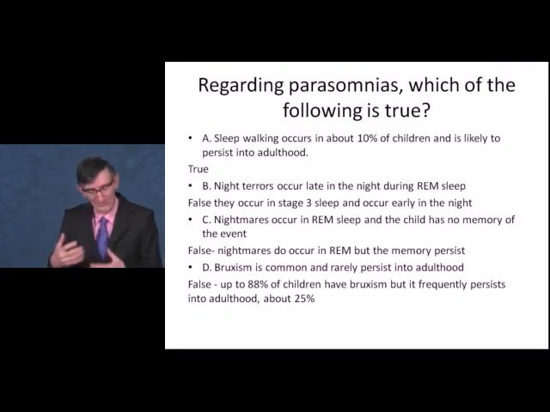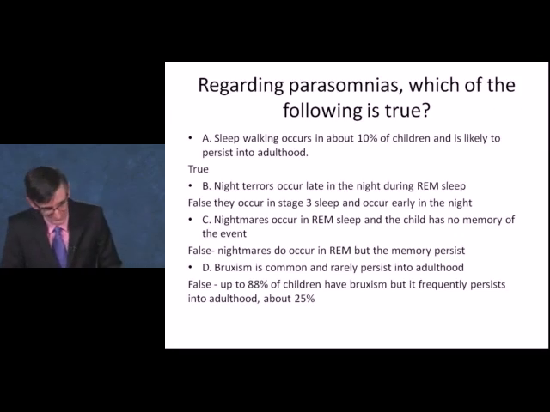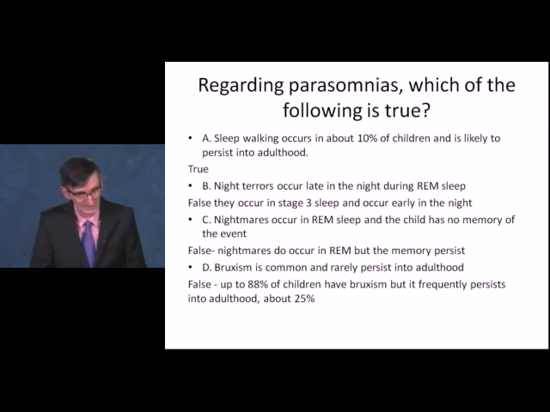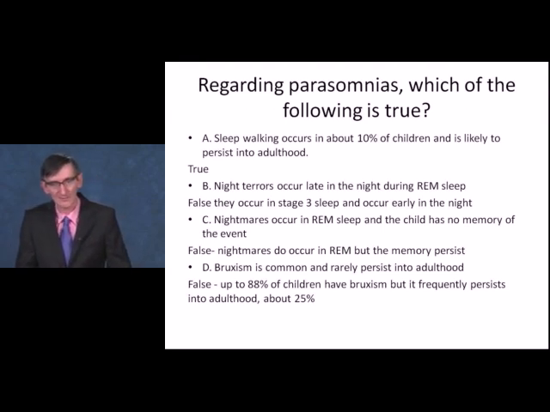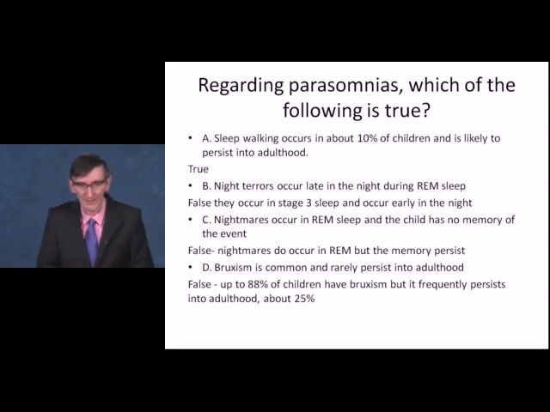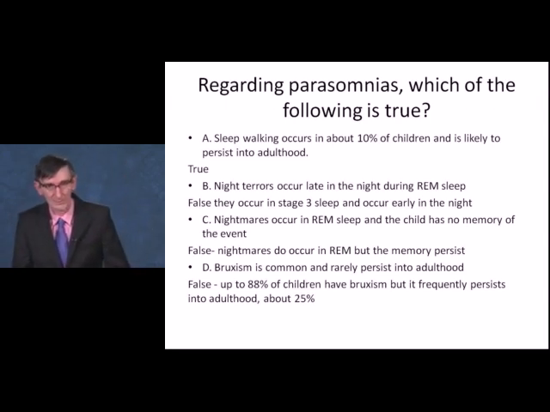Nightmares occur in REM sleep. Now, a good way to remember this is the reason why you're paralyzed in REM sleep is because you don't want to act out your nightmares. Nightmares occur in REM sleep and a child has no memory of them. That's false too, because they do occur in REM sleep, but they remember them. Remember, these are the kids who wake up and you cannot put them back to sleep. And bruxism is common and rarely persistent in children. It's also false.